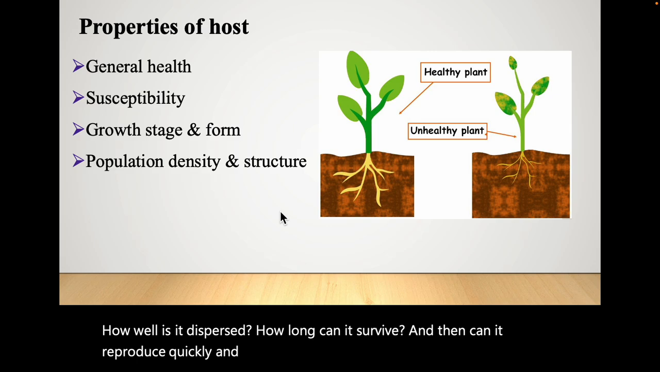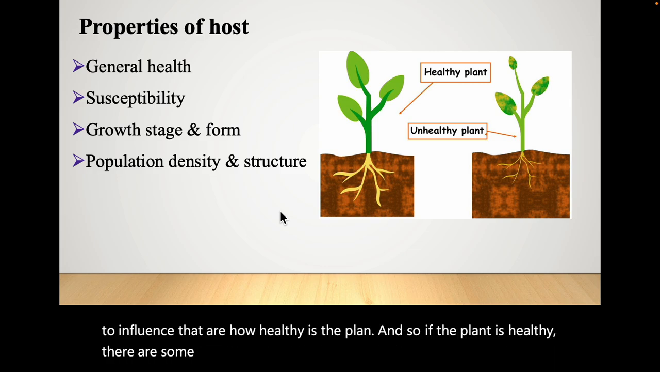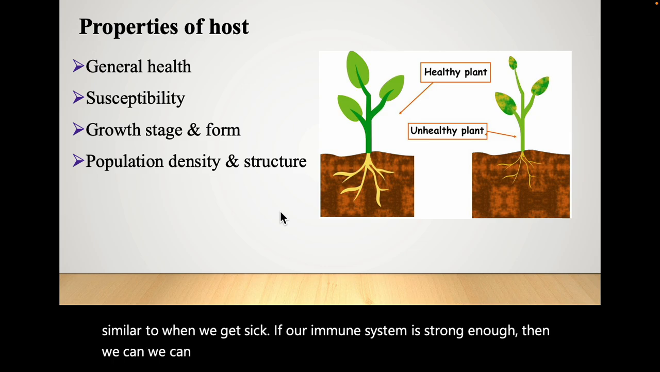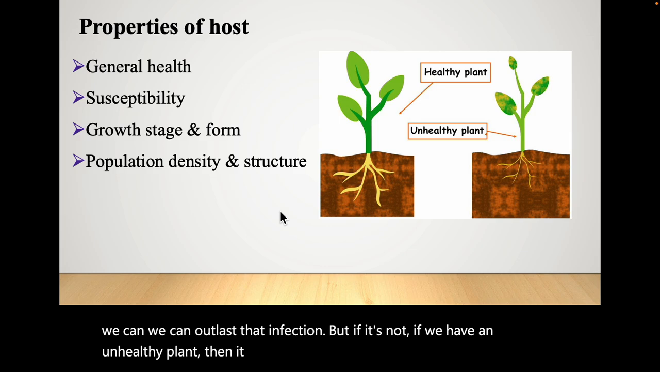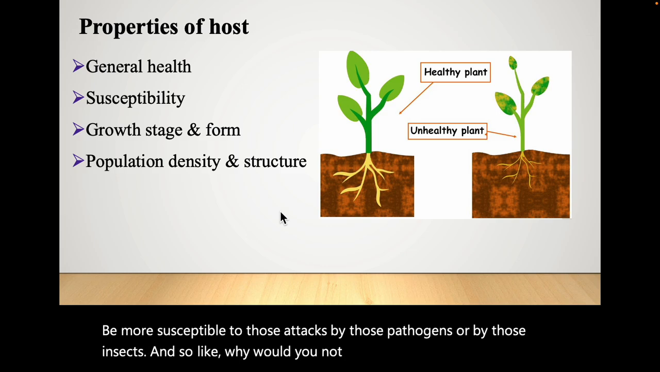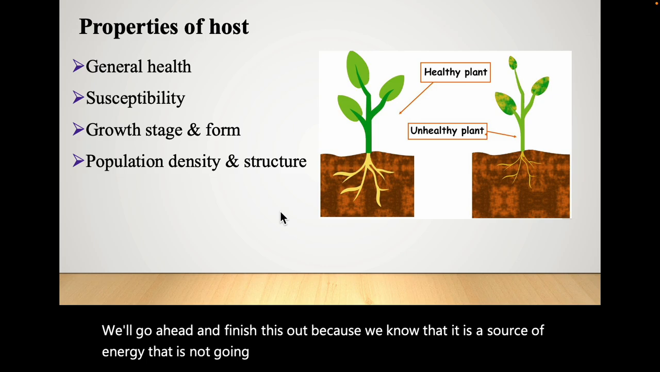Some of the things of the host that are going to influence that are how healthy is the plant. If the plant is healthy, there are some diseases that the plant can just outgrow. It's similar to when we get sick. If our immune system is strong enough, then we can outlast that infection. But if we have an unhealthy plant, then it is likely to be more susceptible to those attacks by those pathogens or by those insects. Why would you not want to go, well, it's already dying, we'll go ahead and finish this out, because we know that it is a source of energy that is not going to give us a problem.